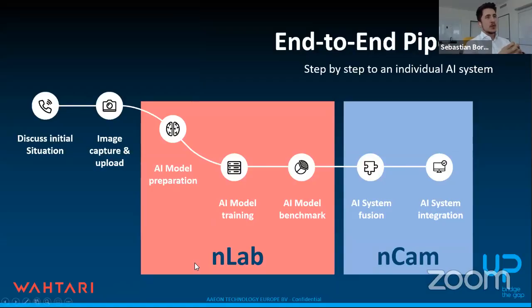Which brings us to our end-to-end pipeline, Wahtari nLab, we call that. Because right now we have talked about the neural cam and the software stack we need to do the inference on the AI. But in order to really use AI, so you have an idea that you want to recognize some things on images, to the final product where you have an actual camera that can be used for this application, there are a huge number of steps you have to do.